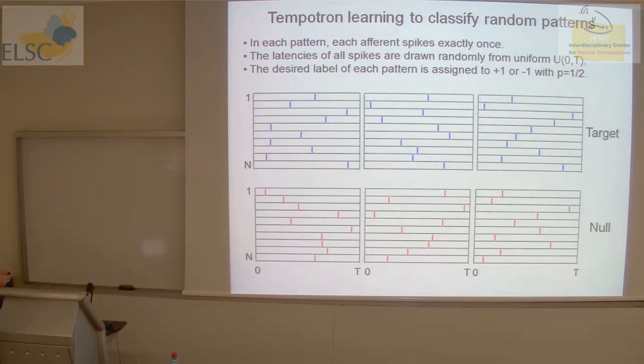What we do now is we just check the storage capacity of a neuron. This was our first question: how well can it decode information that's presented in time? So we generate random patterns. Each synapse in these patterns has exactly one spike, so there's no information in the time range. And we randomly label them as target and null patterns.